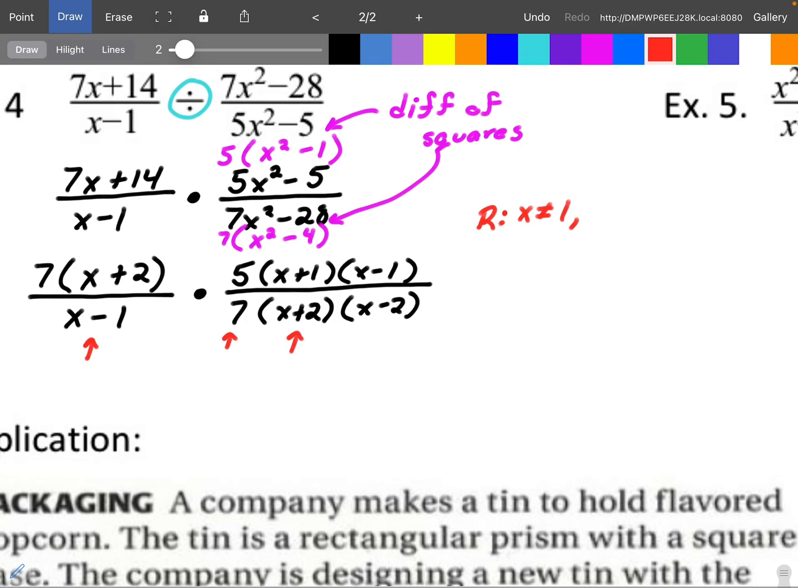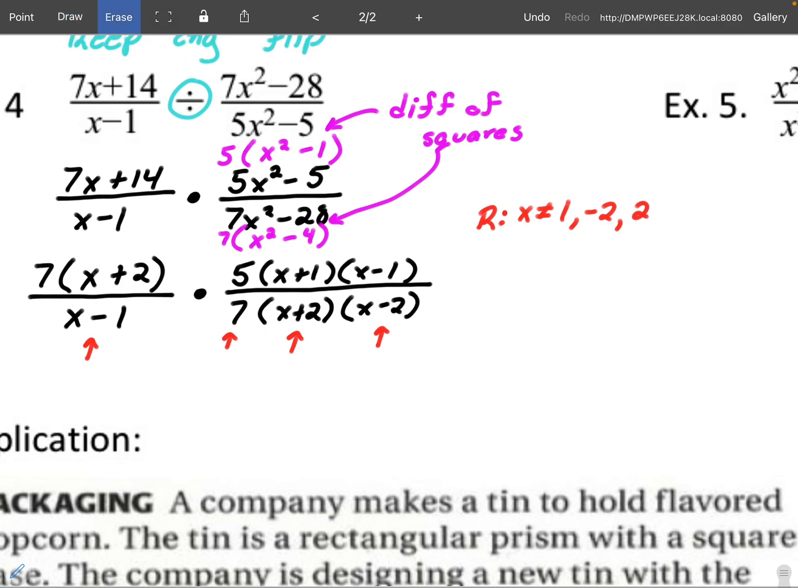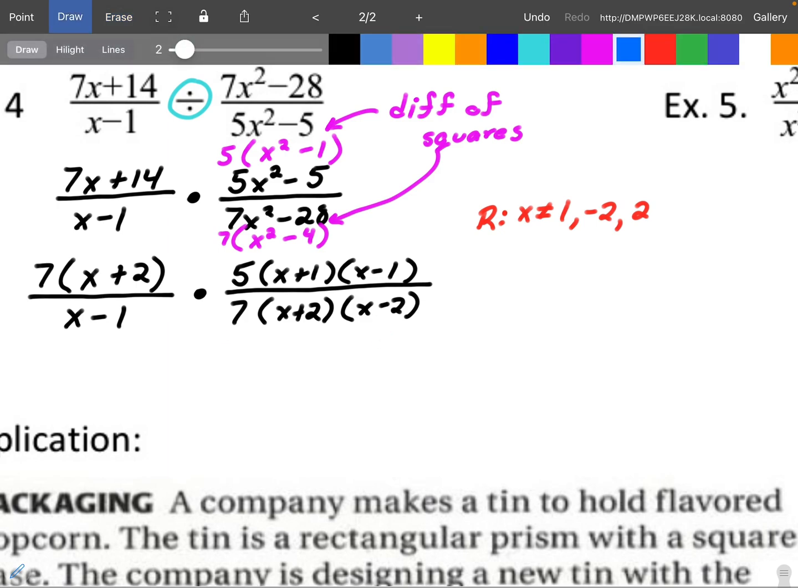Negative 2, because negative 2 plus 2 would be 0. So x cannot equal negative 2. Then our last factor, what would make that equal 0? Positive 2, because positive 2 minus 2 would equal 0. So x cannot equal positive 2 either. So there's our restrictions. Now, let's go back to getting all of these factors canceled out.